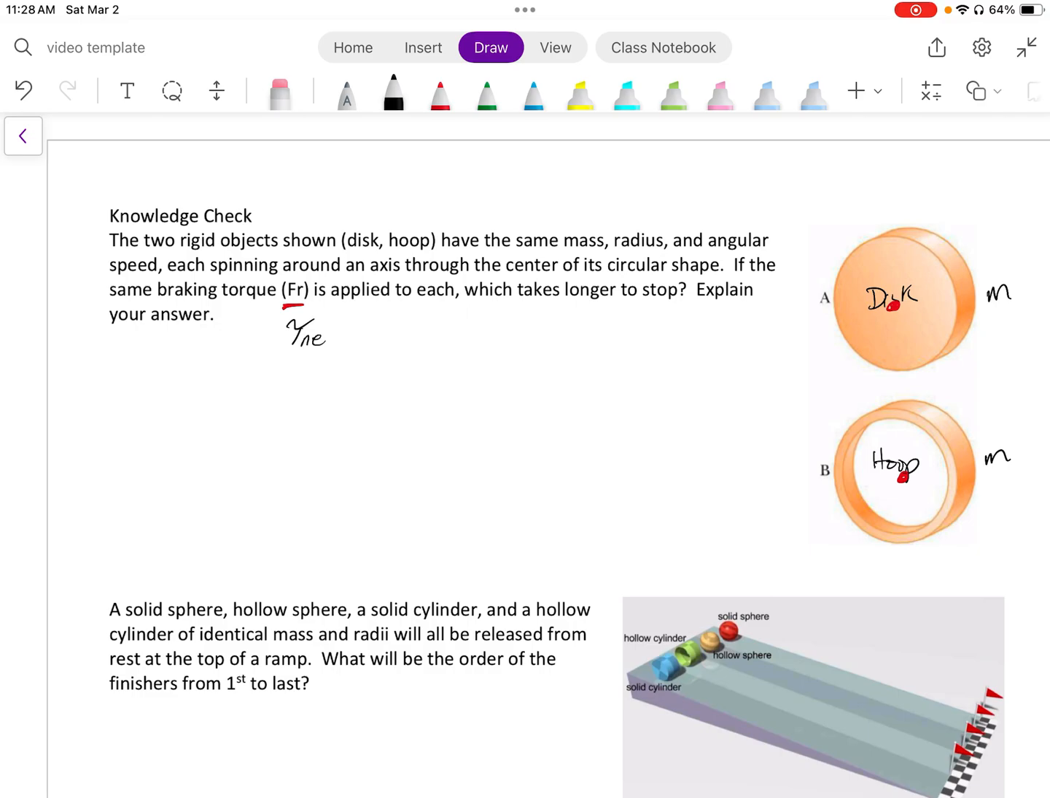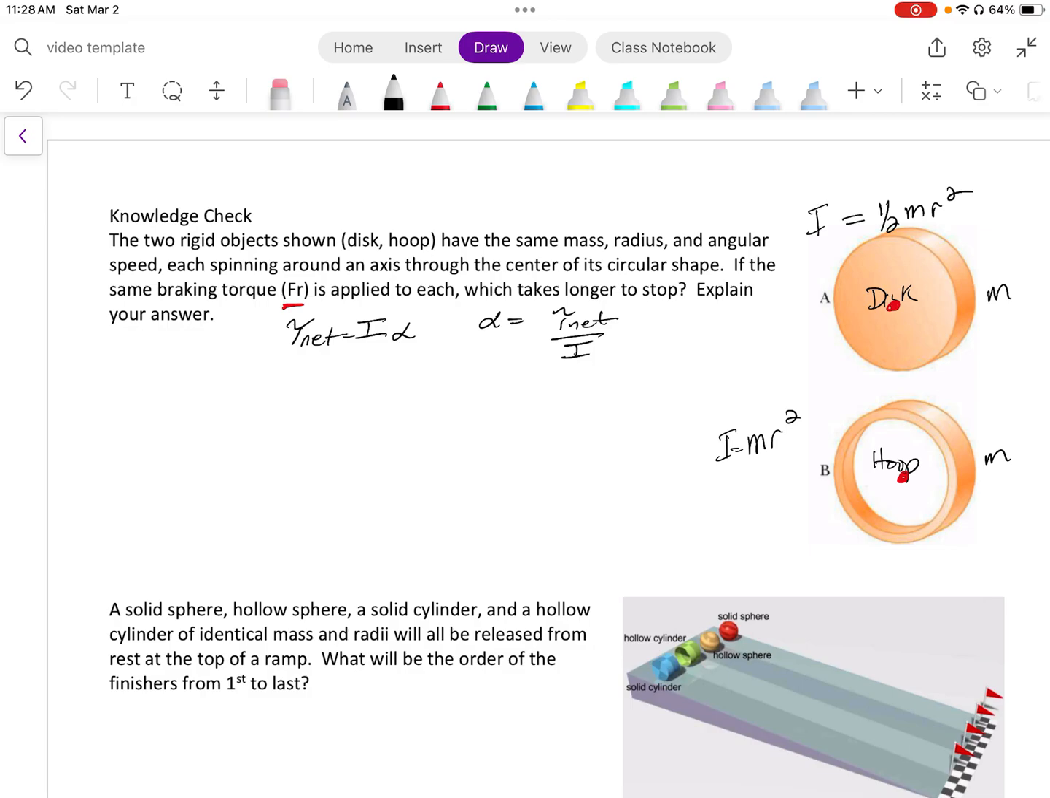Well, net torque is equal to I times angular acceleration. Angular acceleration is equal to net torque divided by I. The disc has 1/2 mr squared. The hoop has an I value of mr squared.